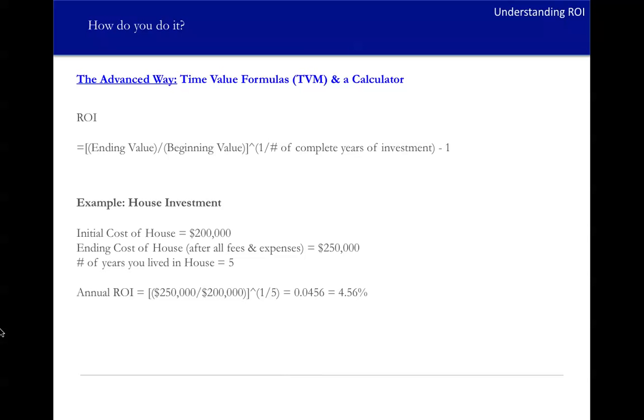and it's an interesting way to think about it because it compounds year by year. If you do a simple formula, a simple interest formula that we did in the previous page, you would just simply take 250,000 divided by 200,000 minus 1 divided by 5 will give you what the annual ROI is using simple interest. But that really isn't correct. You should really use this formula in order to get a correct number.